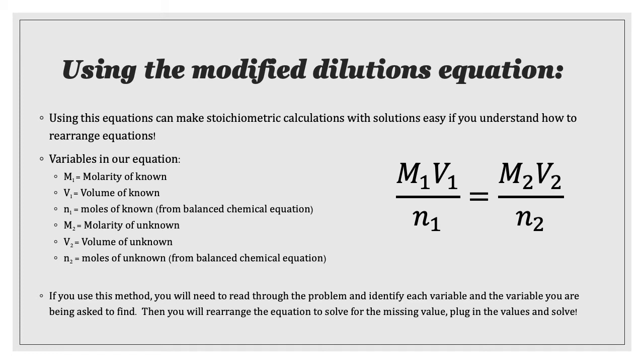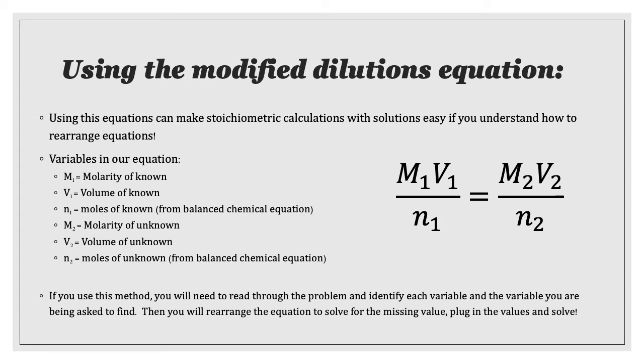All right, so another way that we can solve solution stoichiometry problems is to use the modified dilutions equation. By modified, I mean that we're including the moles from our balanced chemical equation. As you can see, we have M1 V1 equals M2 V2, but we've added a little lowercase n for n1 and n2 to this problem. That's in place of our mole ratio, so that is going to help us make the conversion between the two substances, okay?